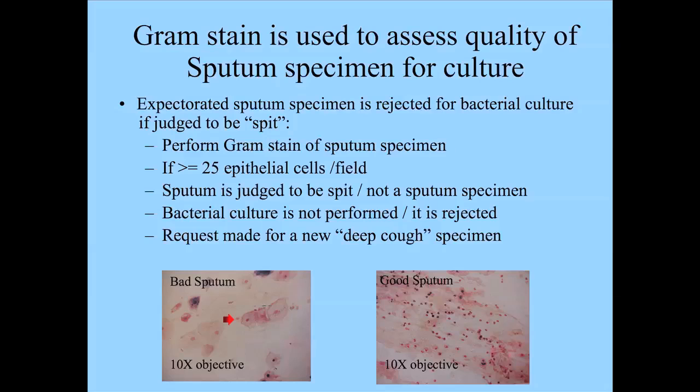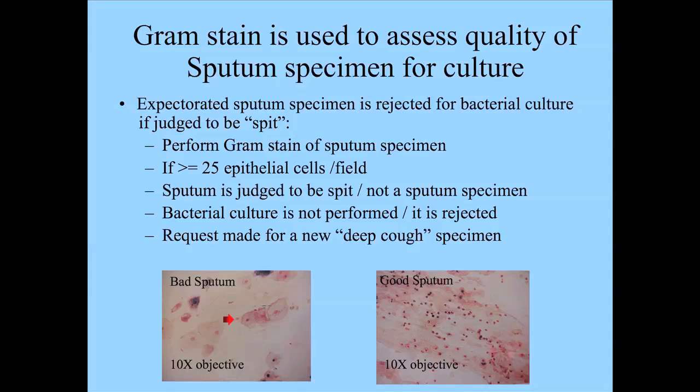On the next slide, we talk about how a gram stain can be used to judge a sputum specimen. Judging of a sputum specimen has been around for decades and is very important for determining if you actually received a specimen of sputum from a patient or did they just spit in the cup. And so we don't want to culture just spit in the cup. So this is the way we can tell in the micro lab if it's a good sputum and we should continue with our culture. We take the specimen and we do a gram stain.